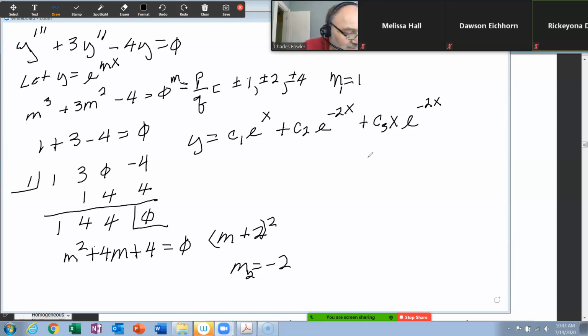Let's see how the book did. Y is equal to C1 e to the x plus C2 e to the minus 2x plus C3x e to the minus 2x. Got it. That's exactly what they get as a solution. And it's almost just a write down. Not quite. You have to do a little bit of work.